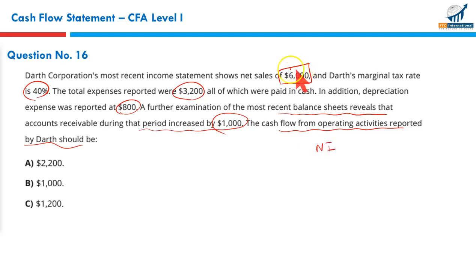We can calculate it. We have the net sales of 6,000. From this net sales, we have to deduct our operating expenses of 3,200. We have to deduct the depreciation also, net 800. It means our net income before tax, I would say profit before tax, is $2,000. But don't forget, we have to pay tax at the rate of 40%. So payment of tax at the rate of 40% means you pay 800 as tax and you get 1,200 as a net income. That's the starting point.